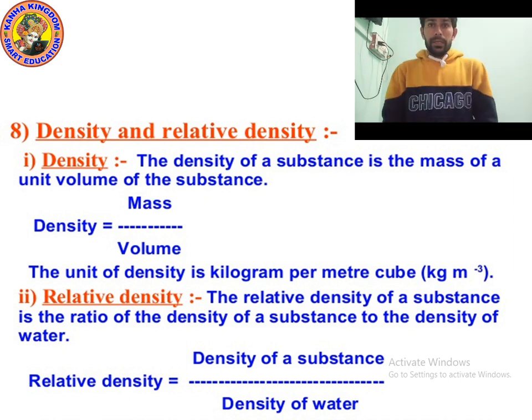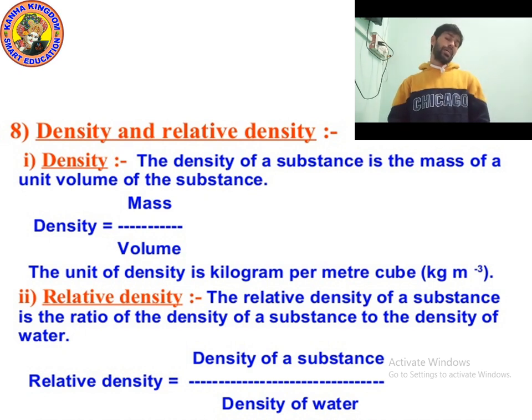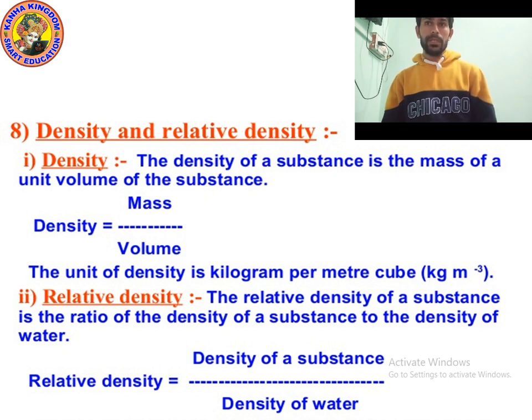Yes, for the unit of density, we can find it out from the formula, mass upon volume. The unit of mass is kilogram and the unit of volume is meter cube. So the unit of density will be kilogram per meter cube. Okay, so now let's talk about the relative density.